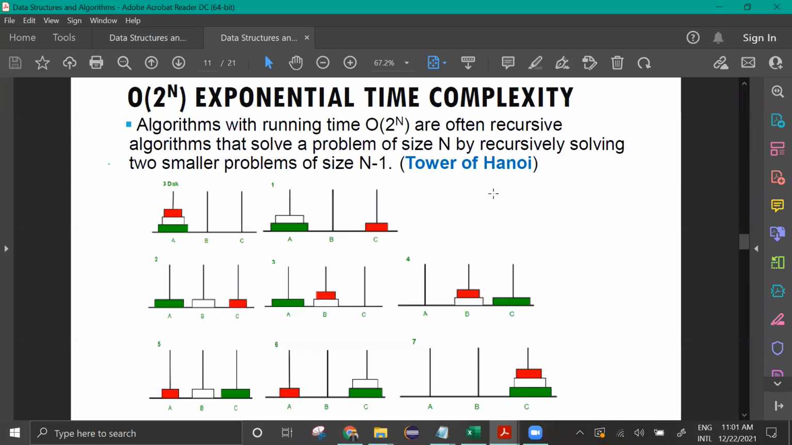So Tower of Hanoi. Most of the recursive functions can be considered as exponential. Right.